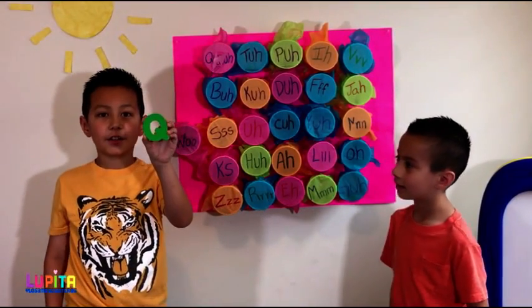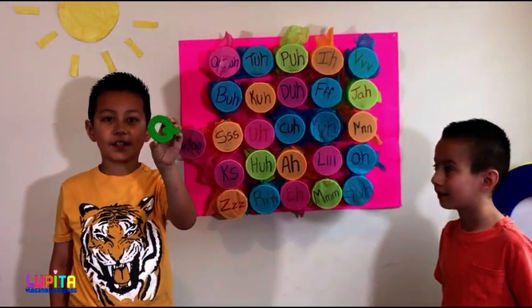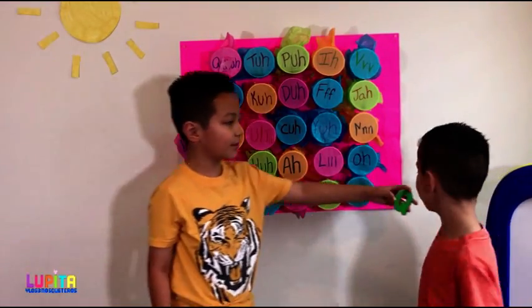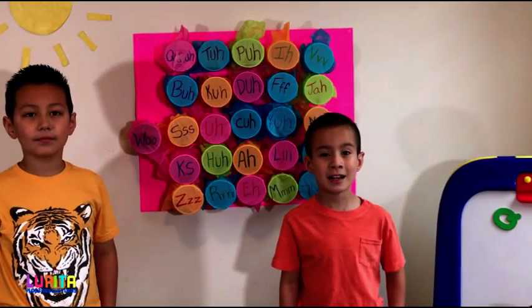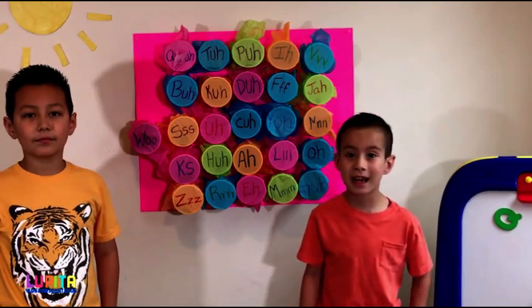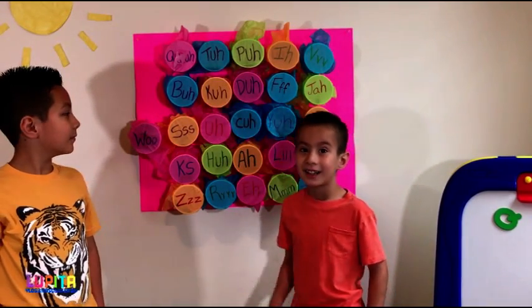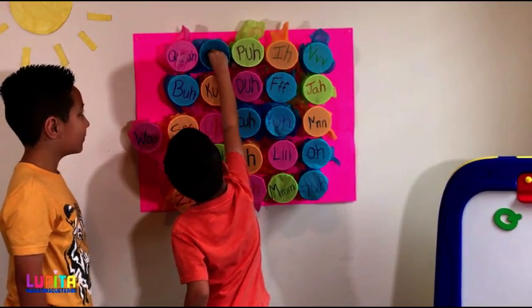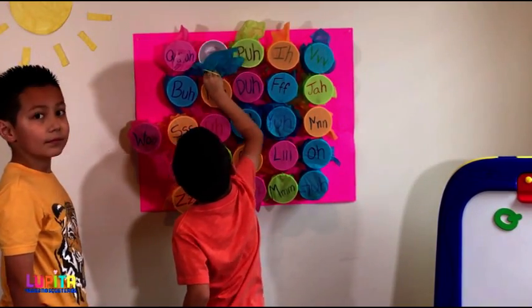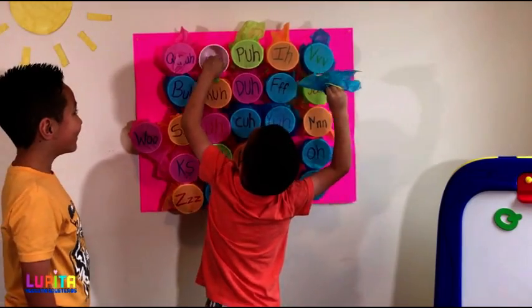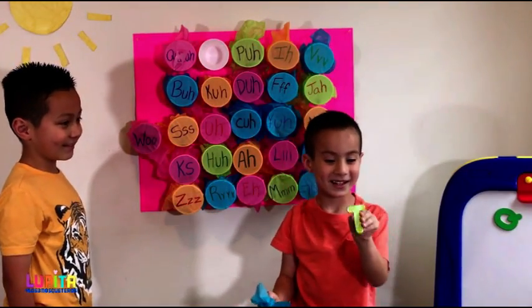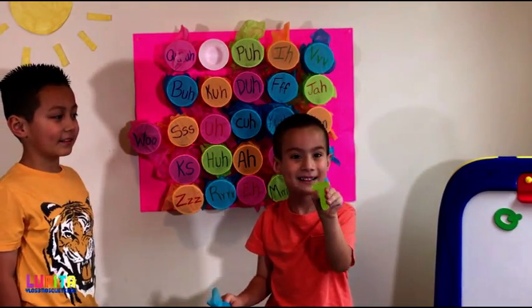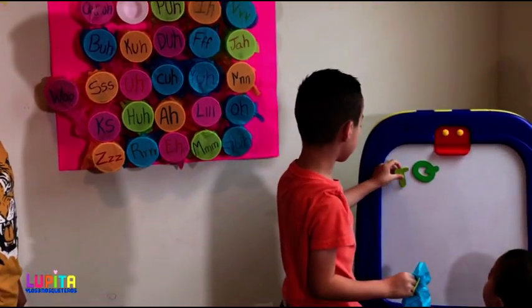It's the letter Q. Q makes the sound Q. Now let's see what makes the sound T. Yes, open it. This is letter T. Now let's put it on the board.